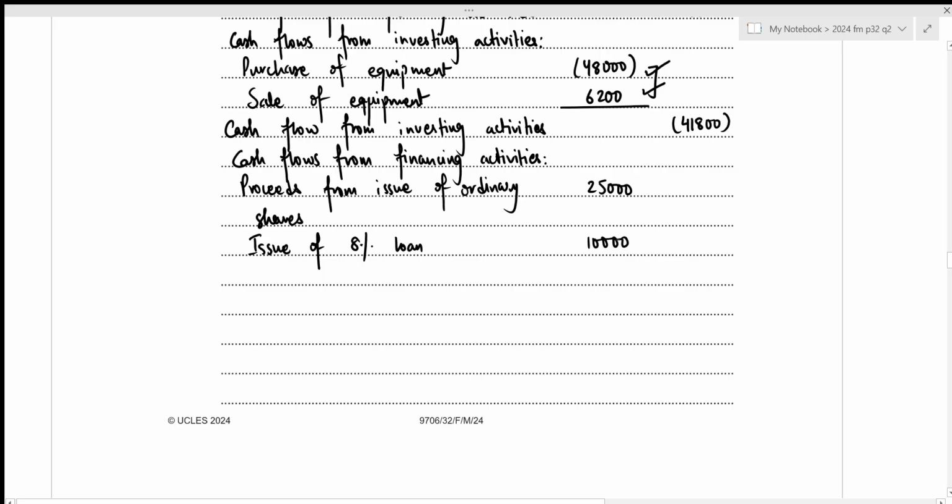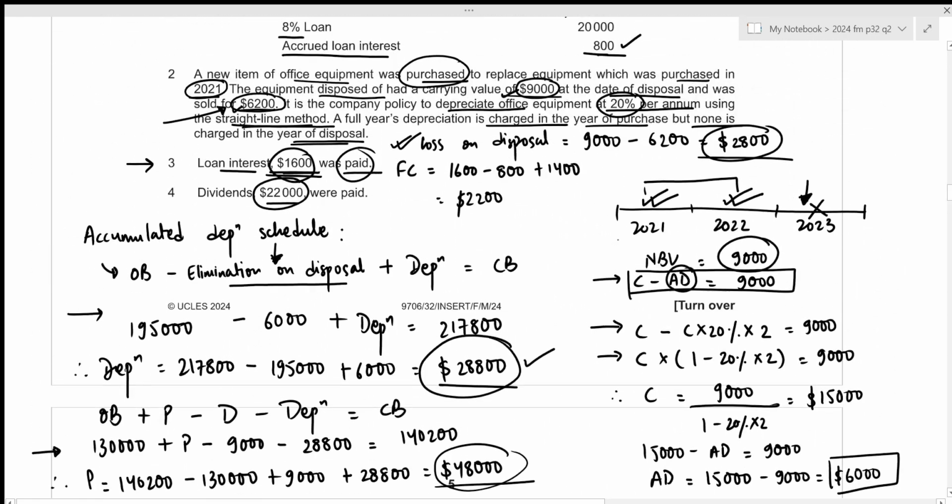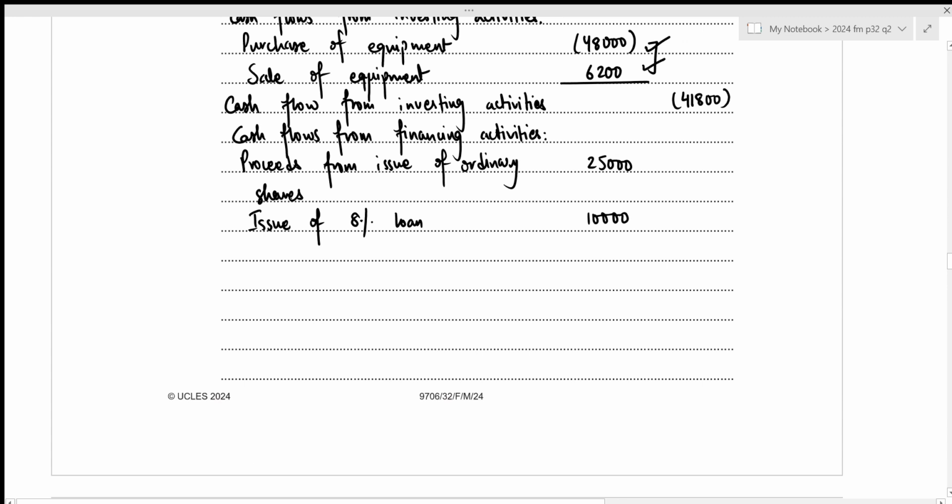Now, the last thing we need to include within the financing activities section is the dividends paid. And in this case, the dividends paid was of 22,000. The company is paying this, which means that this will act as cash outflow. So the dividends paid of 22,000 will have to be subtracted. And this will give us the cash flow from financing activities.